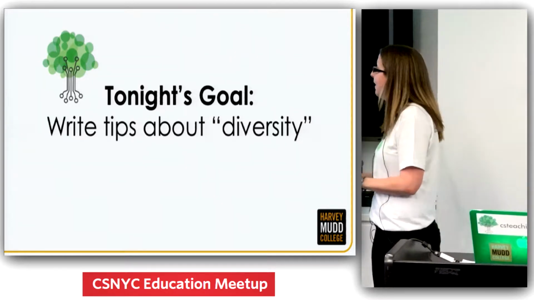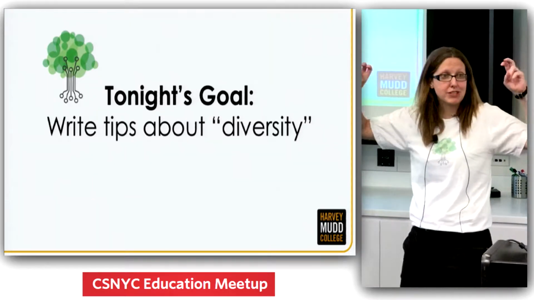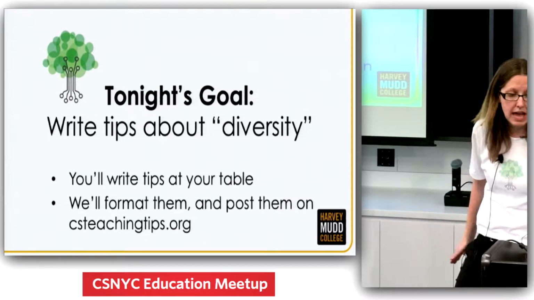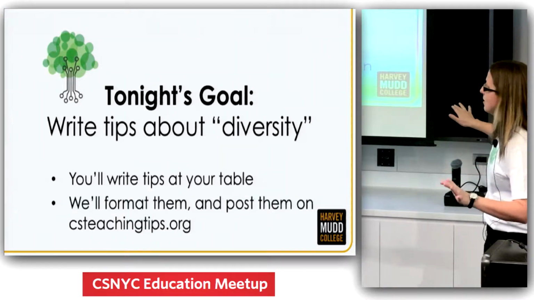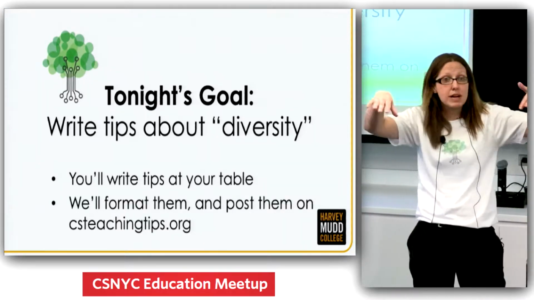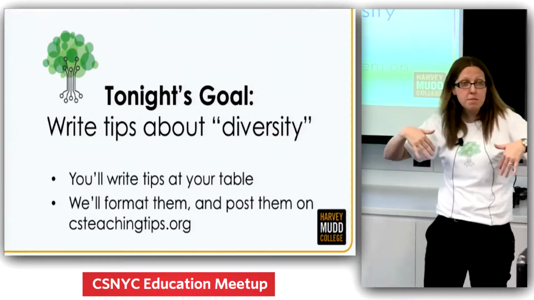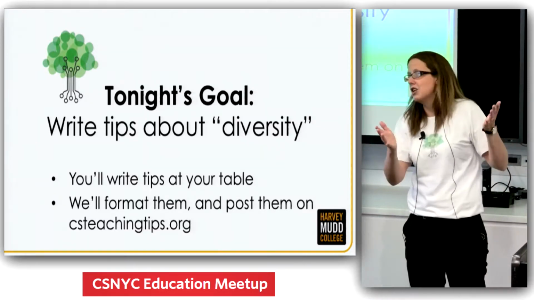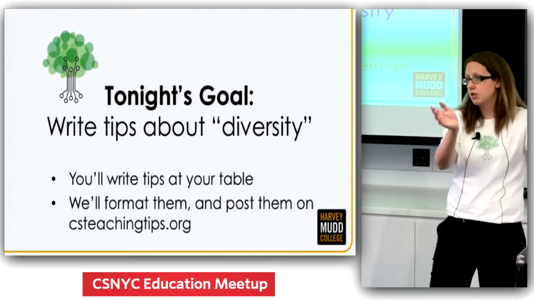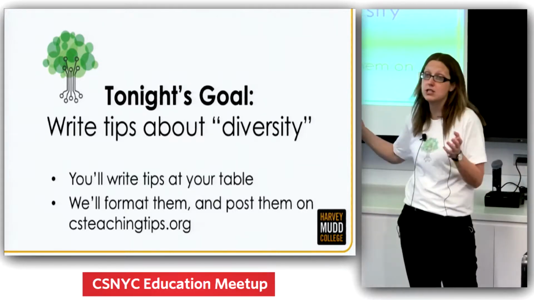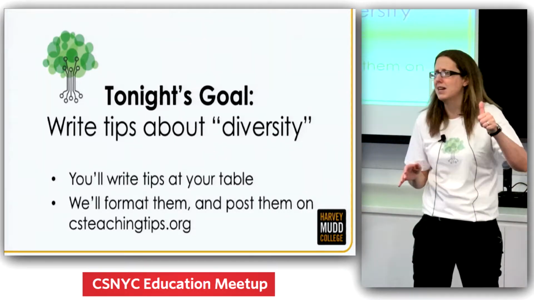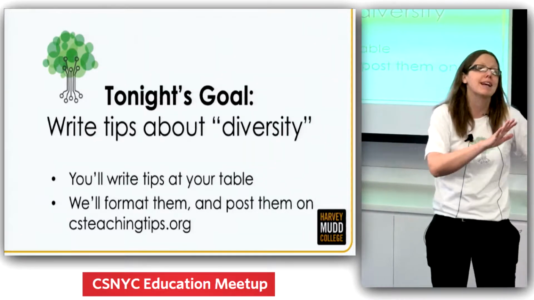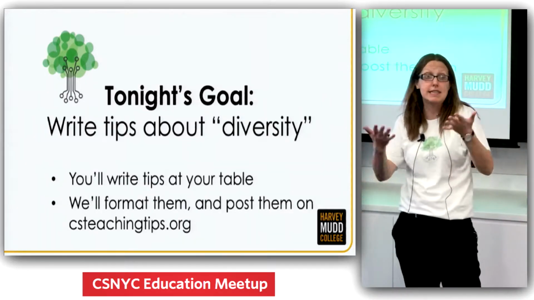So tonight, our plan is to write tips about diversity. But I want to complexify that a little bit more. As the logistics, where the rubber hits the road, we'll have you write tips in small groups, and then we'll format them, proofread them, and attribute them to you. Unless you'd prefer them to not be attributed to you and just be anonymous, in which case you can make a note in them. And we'll post them on csteachingtips.org. So you don't have to worry about spelling or punctuation or grammar. My team might kill me for saying this, but just don't worry about it. Just put the ideas in there.